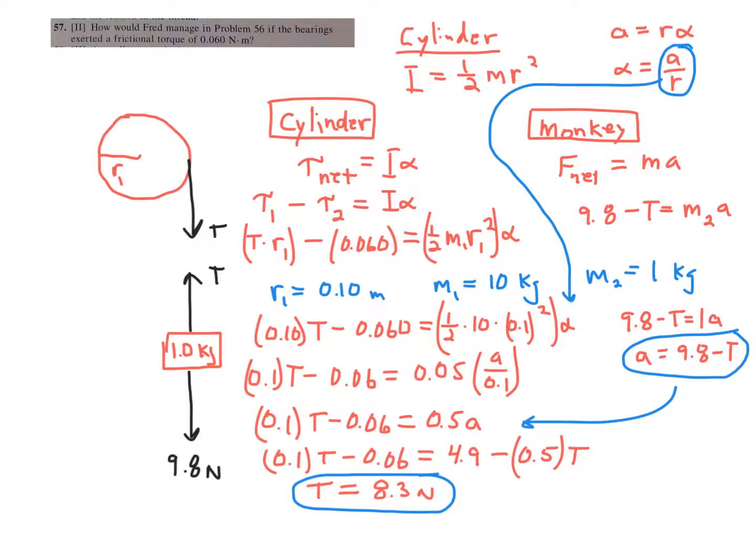There's just going to be a lot of algebra once we get going here, because the basic principle is F net equals ma for the monkey, and torque net equals I alpha for the cylinder, except we have an extra torque that's now resisting the acceleration of the cylinder. This is the torque that's trying to make the cylinder accelerate. This is the torque that's keeping it from accelerating any faster. That's given in the problem, 0.06 newton meters. The units are good once again, so we can just use that number.